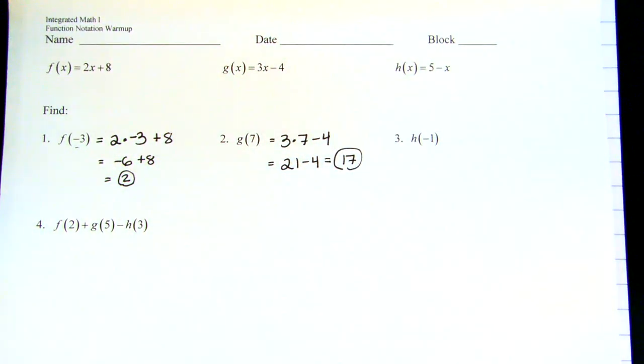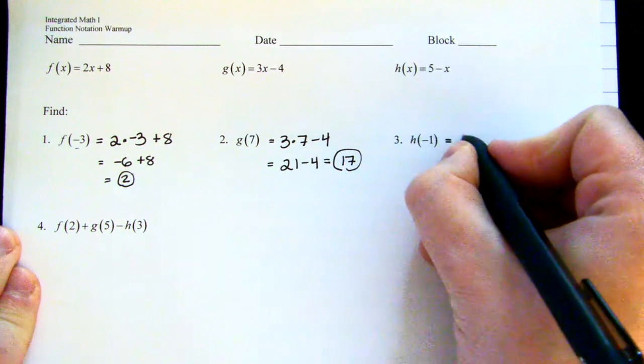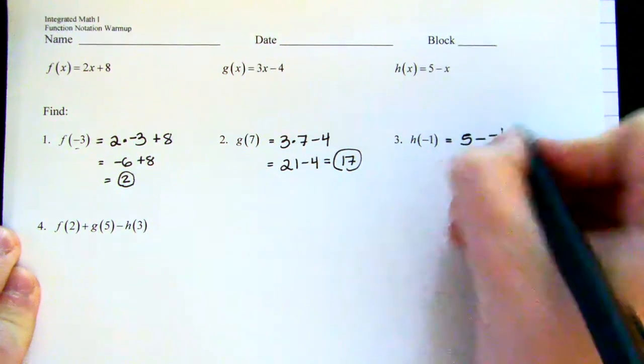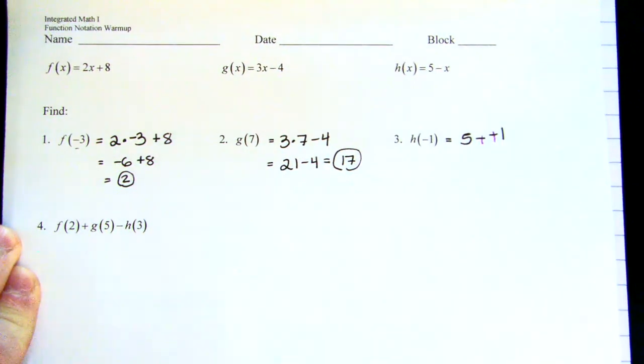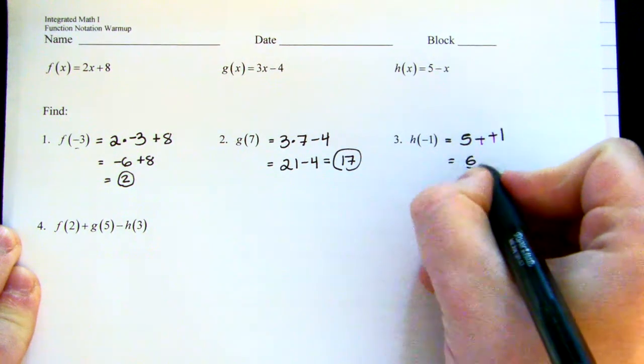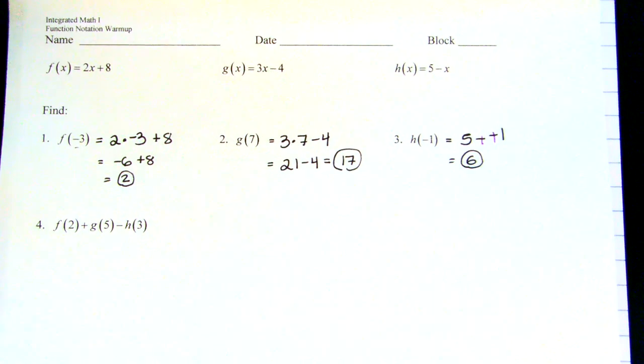Tell me what h of negative 1 is. H of negative 1 is 5 minus negative 1. Change, change. H of negative 1 should be 6.